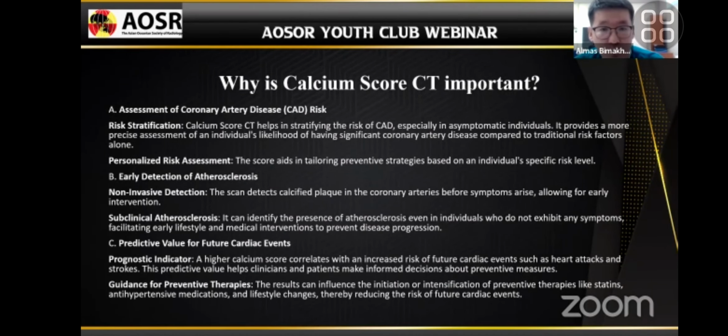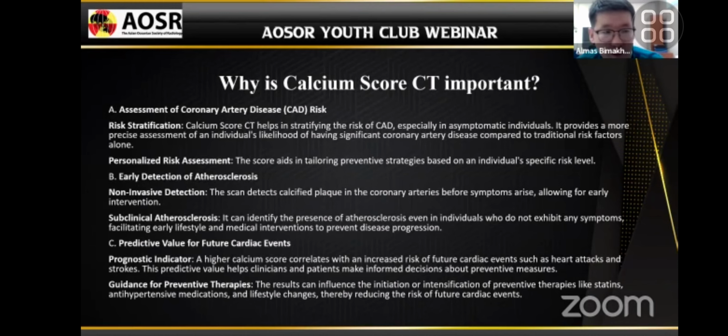So why is calcium score CT important? First, assessment of coronary artery disease risk. It consists of risk stratification. Calcium score CT helps in stratifying the risk of CAD, especially in asymptomatic individuals. It provides a more precise assessment of an individual's likelihood of having significant coronary artery disease compared to traditional risk factors alone.